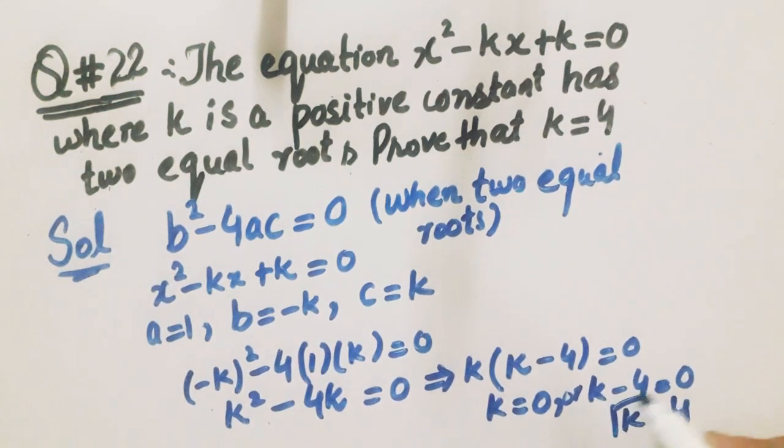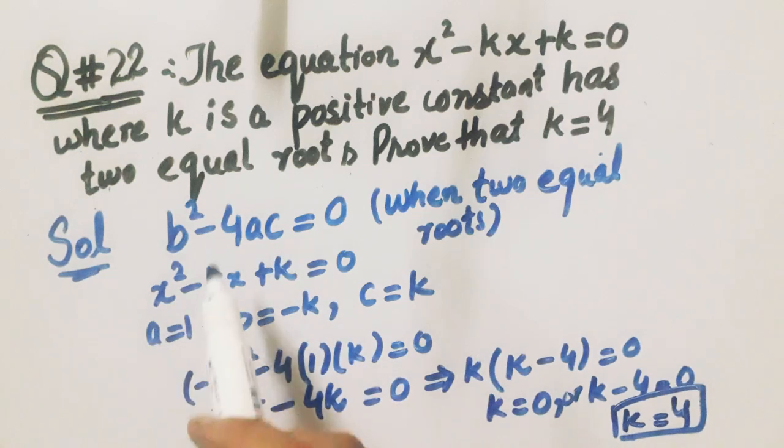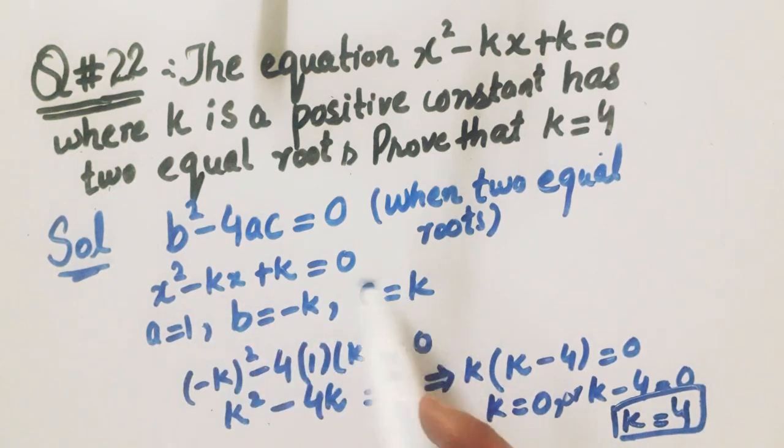This is the solution. I hope you understand the question, how we have solved this. B square minus 4ac is equal to 0. Then put the values of a, b, c from this equation and then find that k is equal to 4 is the solution. Now we will start question number 23.